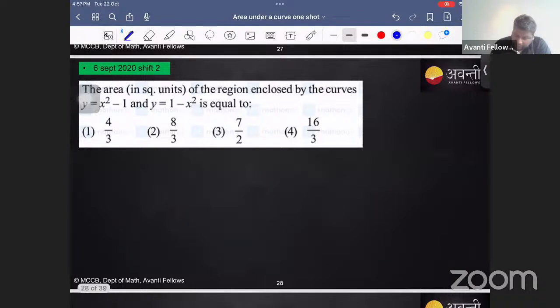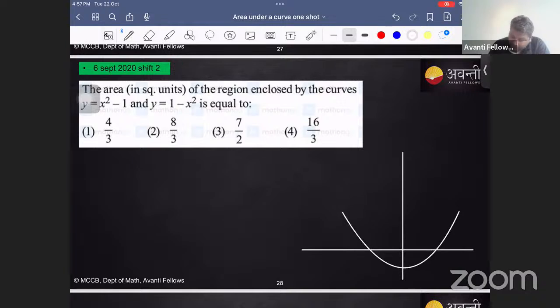Now there is a curve y equals x squared minus 1. All right. So this is a parabola having roots at -1 and 1, and minimum value of -1. The other one is y equals 1 minus x squared. They are simply negatives of each other, so it is this graph, like this. This is 0, 1. So what we will do, I will calculate this area.